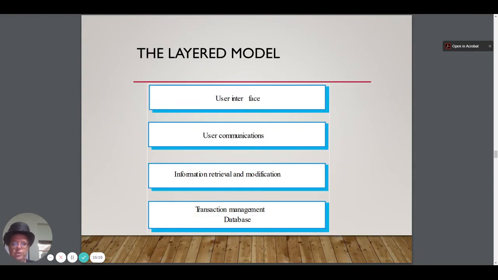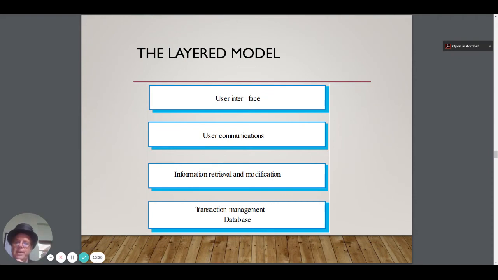The layered model, which you may be familiar with from OSI, is a very general model of an information system. The system is modeled using a layered application approach. The top layer supports the user interface. The middle layer supports communication. The third layer supports information retrieval and modification. And the last layer supports transaction management with the database.